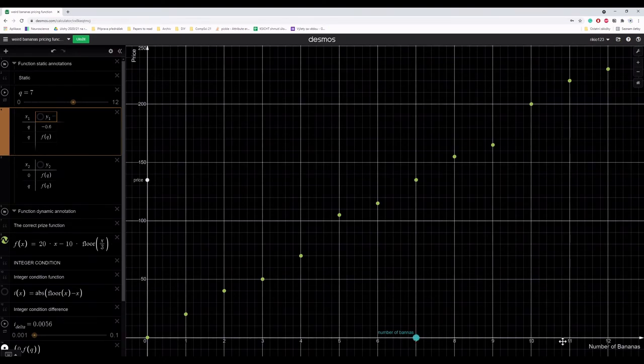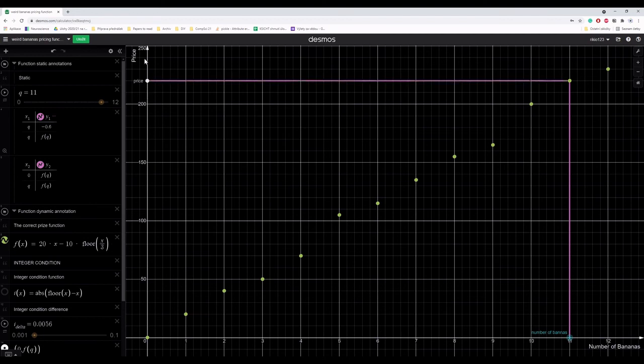First, you find the input point you are interested in, which is here, 11 bananas. Then you draw a vertical line that goes to the function point, and that's here. And then you draw a horizontal line that intercepts with the axis representing price, and you get that the price of 11 bananas will be 220 cents.